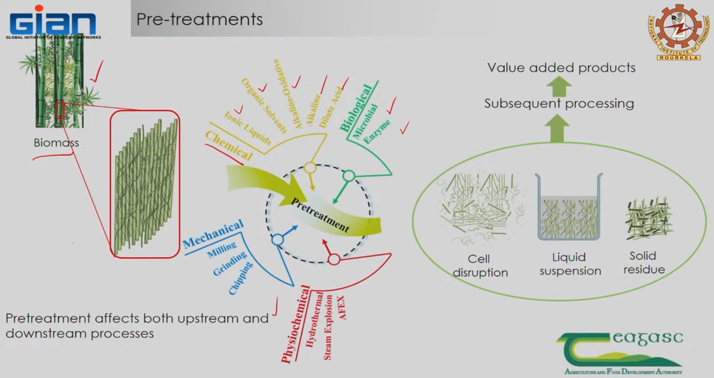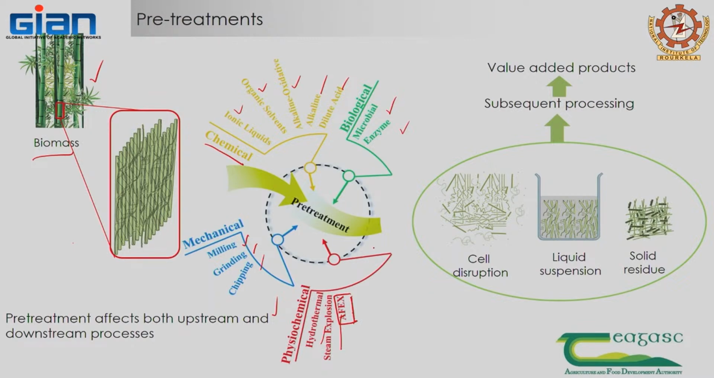Physicochemical, that is hydrothermal, heat and moisture together, steam. Accelerated solvent and fluid extraction, these are also physicochemical. That means you are taking mechanical and chemical things together, or milling, grinding, chipping, or slicing, maceration. All those things can be classified as a pretreatment, yeah.